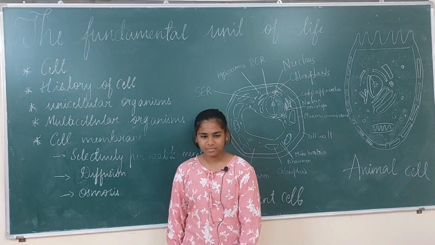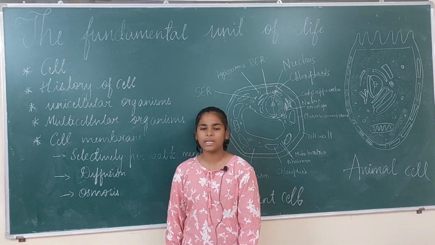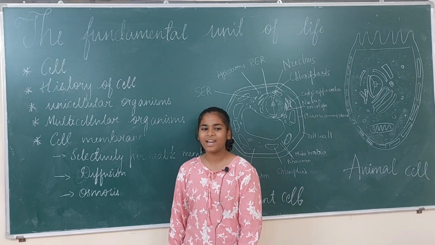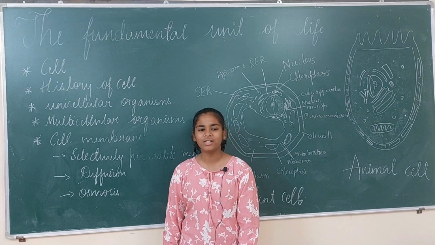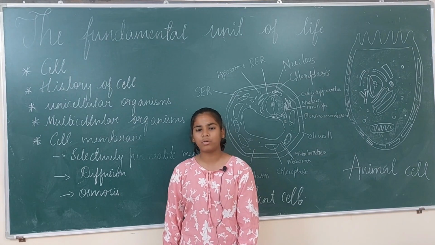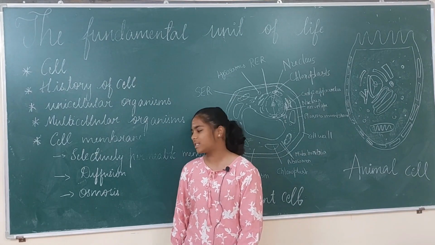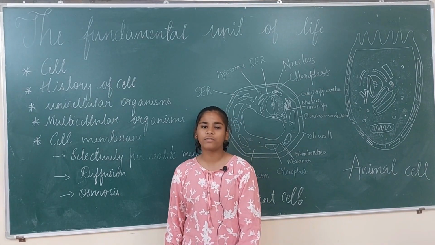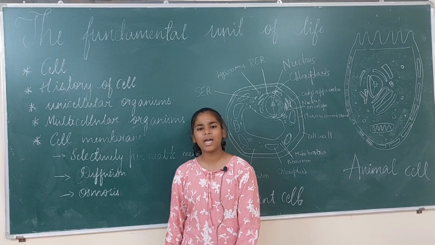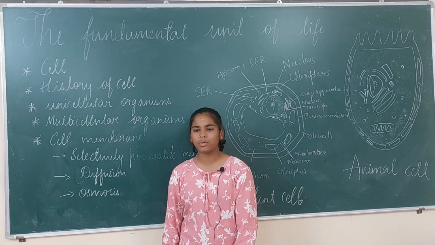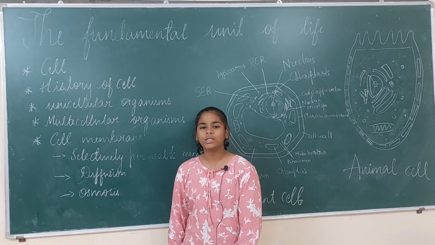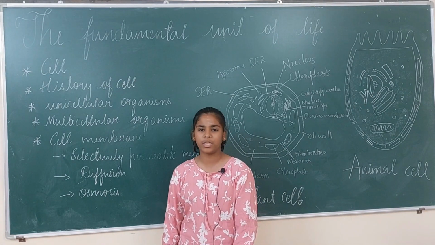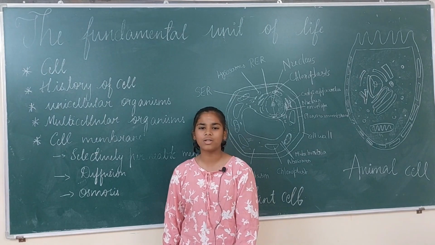Cell membrane. It is the outermost covering of the animal cell and is made up of lipids and proteins. It allows the entry and exit of some materials in and out of the cell. This is known as a selectively permeable membrane. Diffusion. The process of exchanging of gases like carbon dioxide and oxygen is known as diffusion.